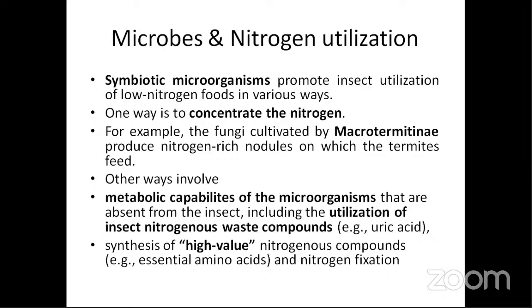Another two ways are there. One is the synthesis of high value nitrogen compounds, specifically essential amino acids, and nitrogen fixation. This will be done by microbes. And another thing is the metabolic capabilities of microorganisms, as I told in the aphid condition. In some insects, that metabolic capability will be absent. There, for the utilization of nitrogenous waste, uric acid, microorganisms will help to remove the toxic contents present in the uric acid by their own metabolism.